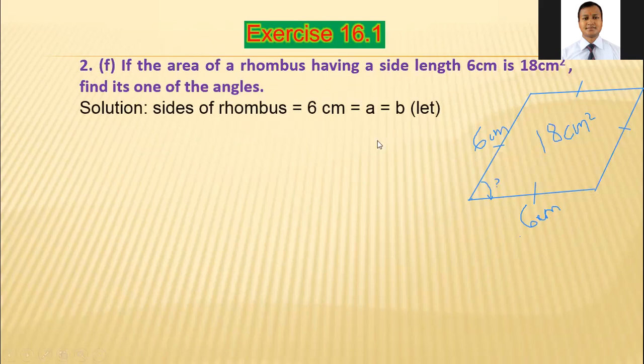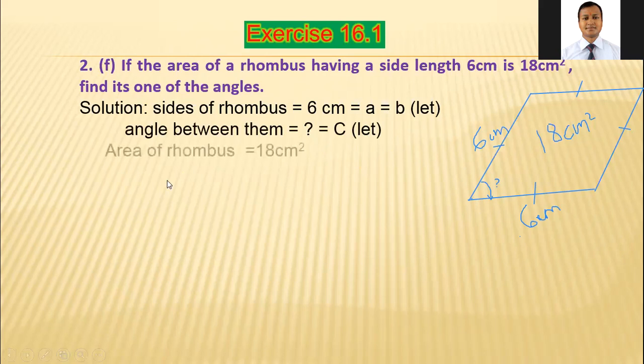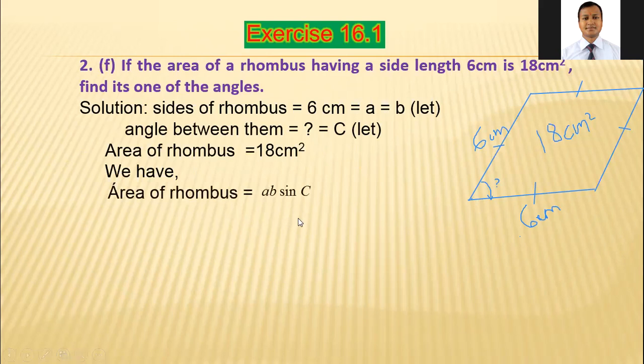Side of rhombus 6 centimeter. Let both sides be A and B. Two sides of rhombus, both are equal. The angle between them we don't know, so let it be C. We use the formula AB sine C. And area of rhombus is 18 square centimeter. We have the formula: area of rhombus is equal to AB sine C. Put the value, area of rhombus 18. 18 is equal to A is 6, B is also 6, sine C we don't know. 6 into 6 is 36, take that to left hand side and divide it. And after dividing you will get 1 by 2.